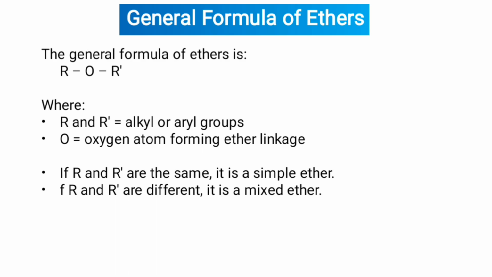General formula of ethers. The general formula of ethers is R–O–R', where R and R' are alkyl or aryl groups. O is the oxygen atom forming the ether linkage. If R and R' are the same, it is a simple ether. If R and R' are different, it is a mixed ether.